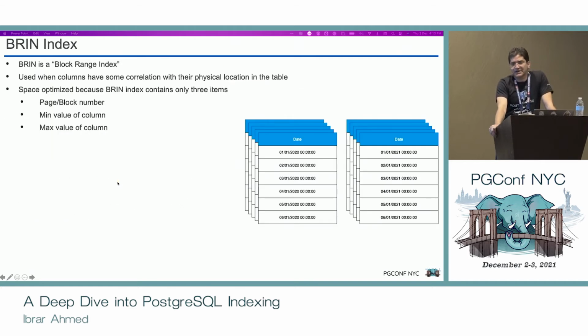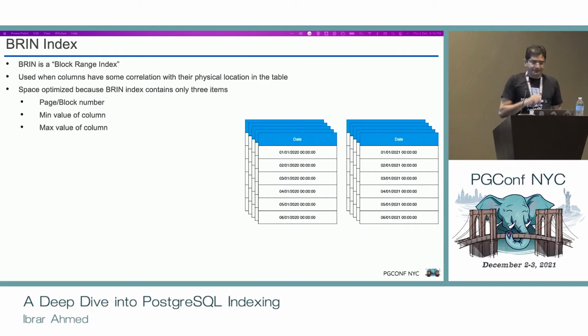BRIN index is a newer index. It saves space in your index. If your data has a correlation with the physical disk location in the table, then this index will work. Like if you have data like a serial number, 1, 2, 3, 4, 5, 6, 7, 8, 9, 10, then it has a physical correlation with the physical disk. If you have data like January, February, March, April, May, June, July, it's relevant.